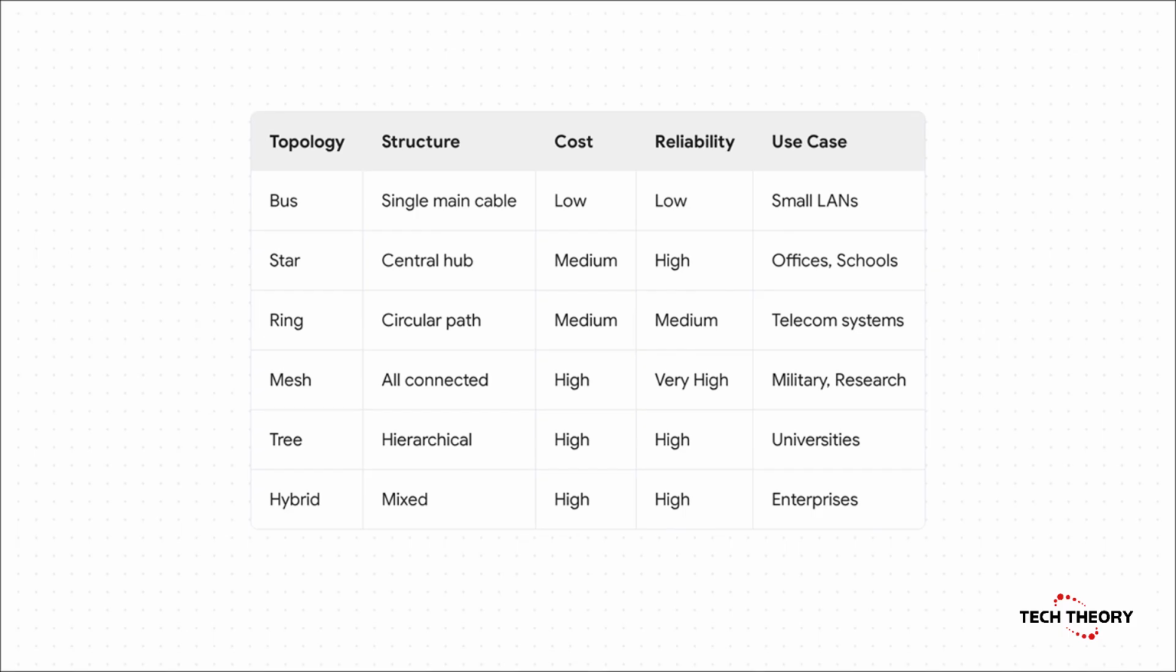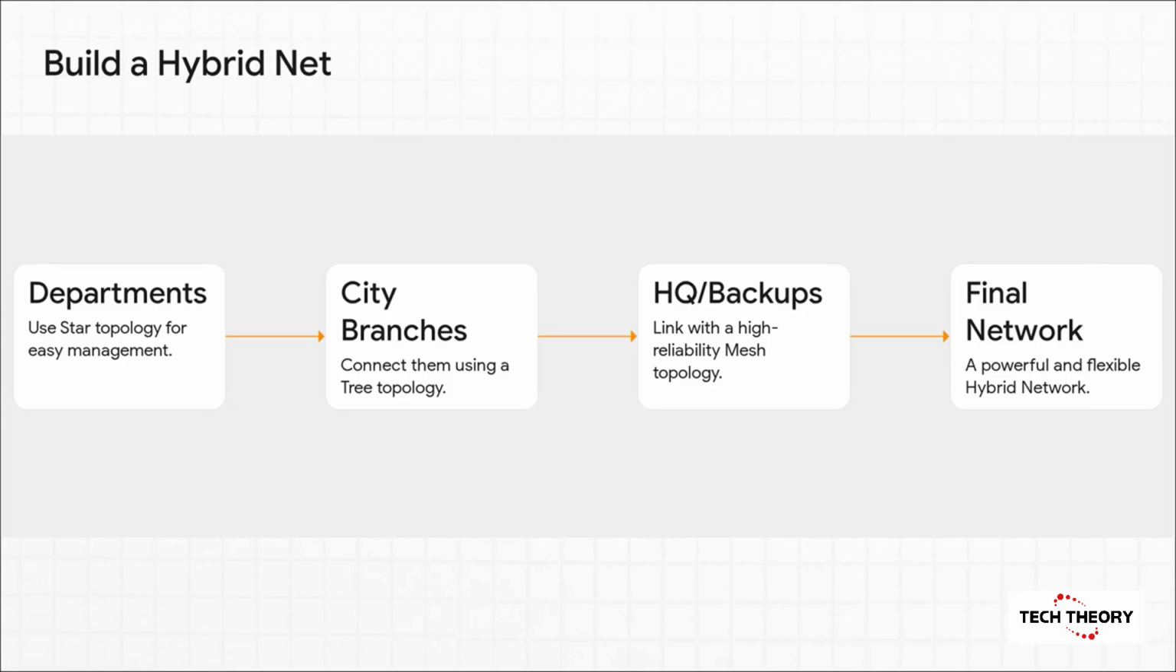For a modern office or school, the star is the clear winner for its balance of cost and reliability. And if you need a network that absolutely positively cannot fail, you pony up the cash for a mesh network. It's all about picking the right tool for the job. And this is where it gets really cool in the real world.